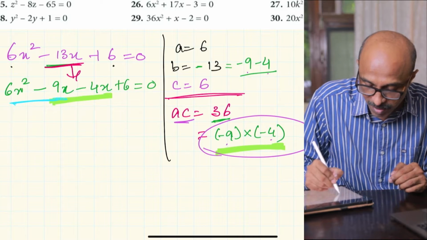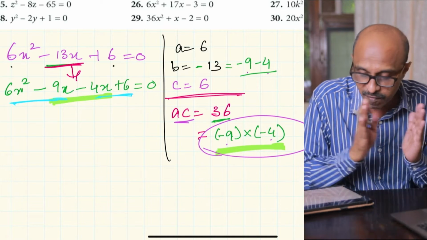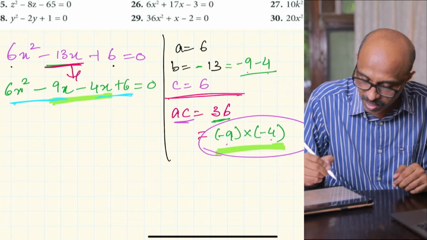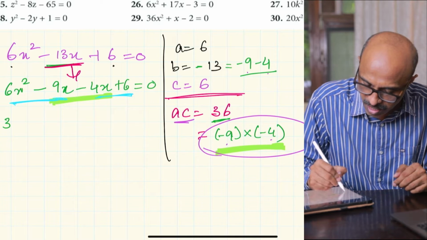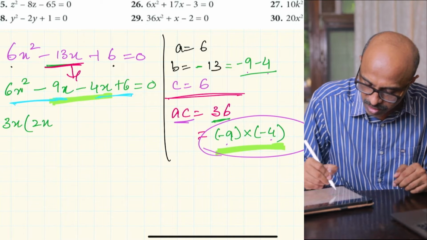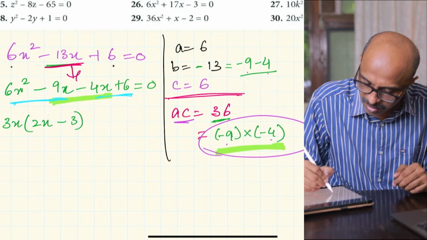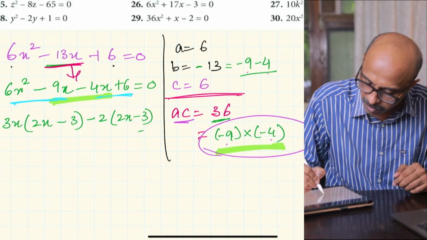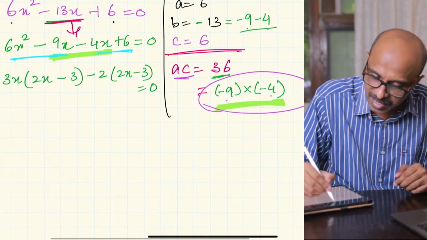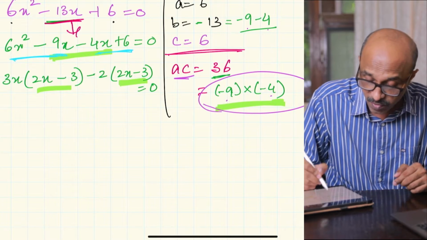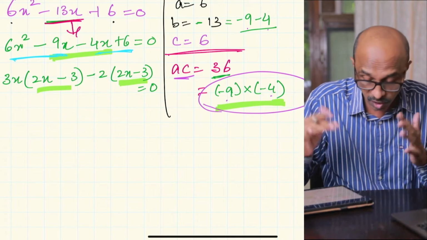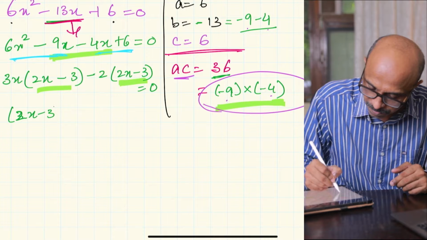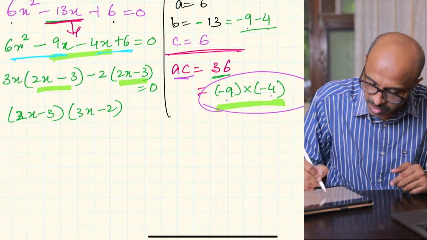Now we factor two terms at a time. We group these two terms and group these two terms. Using the highest common factor of 6x squared and 9x, we get 3x times 2x minus 3. And then we write a negative 2 and that will be 2x minus 3. That's the beautiful part of this method of factoring: any factor that you get here, you should get the same factor here with the same sign. That's a clue. If you're getting something else, check your working. Moving on, we have the factors as 2x minus 3 times 3x minus 2 is equal to 0.